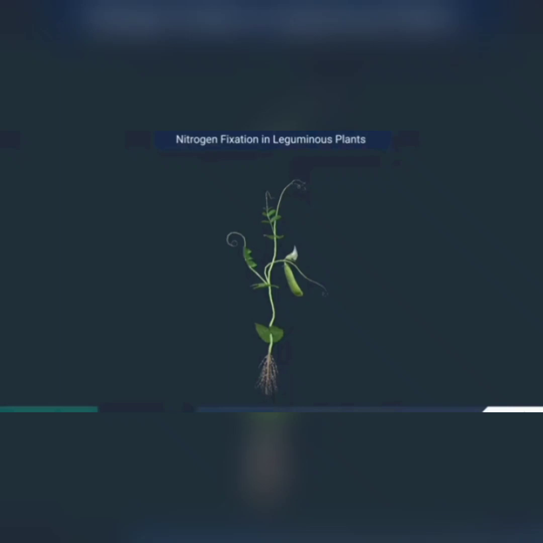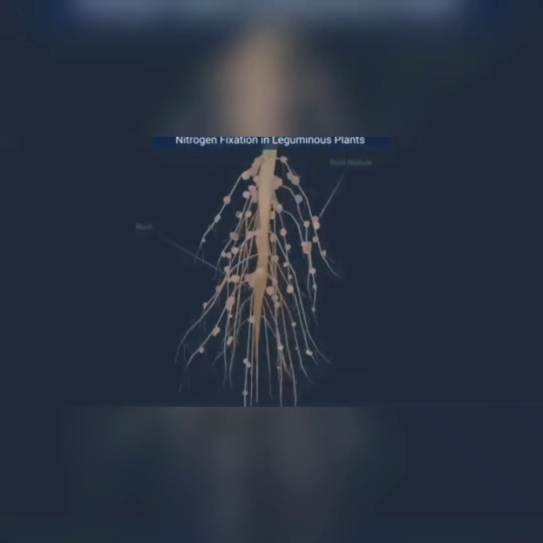Here we can see there are two different organisms, a plant and Rhizobium bacterium. They live together and both of them have advantages. By the process of the bacterium, it helps the plant to synthesize nitrogen, and the plant provides food and shelter for the bacterium. So, this relationship is known as symbiotic relationship or symbiosis.